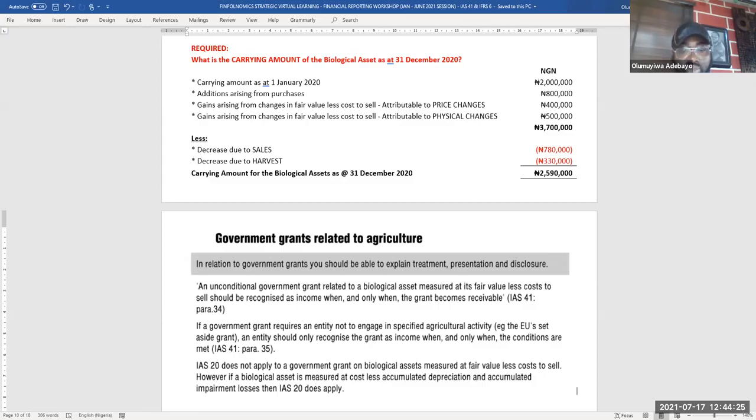Okay, and that is what we need to take note of. Example might be a bearer plant, because it's outside the scope of IAS 41. Okay, that explains it all.